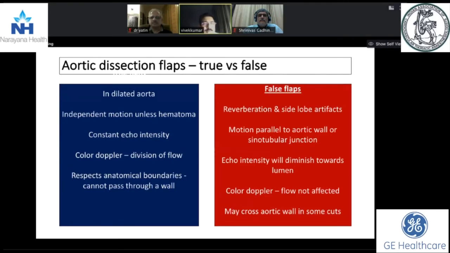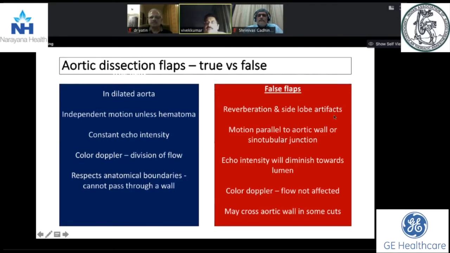So on the left is the true flap. They are always seen in dilated aortas. They have an independent motion unless a hematoma stops the motion. They have a constant echo intensity. And when we put a color Doppler, there's a division of flow, a bifurcation of flow. And this flap respects anatomical boundaries and it cannot pass through the aortic wall.